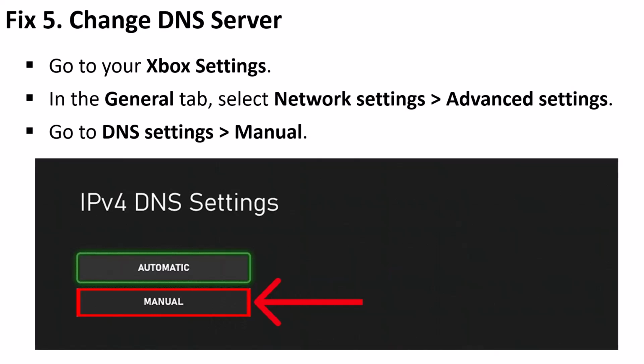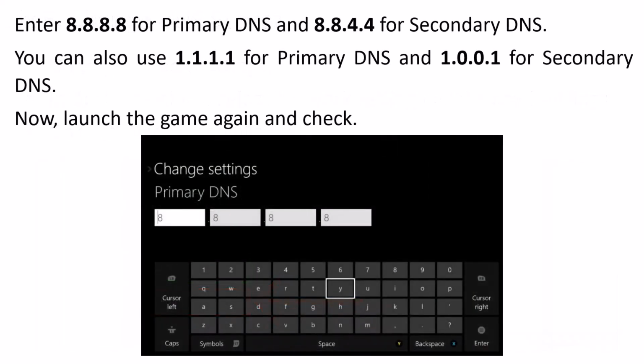Fix 5. Change DNS server. Go to your Xbox settings, in general tab select network settings, advanced settings, go to DNS settings, manual, enter 8.8.8.8 for primary DNS and enter 8.8.4.4 for secondary DNS. Now launch the game and check if your problem is solved or not.